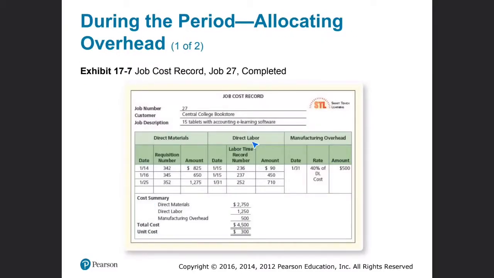And this is showing you that sheet again, just with more information. So we've requested more items. And then we're showing here, we also have a cost summary now. So the direct materials, the direct labor, and the manufacturing overhead gave us a total cost of $4,500, and our unit cost is $300.